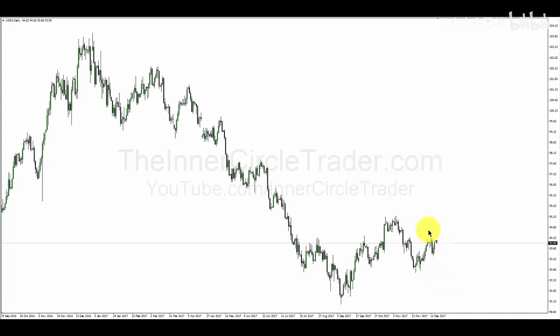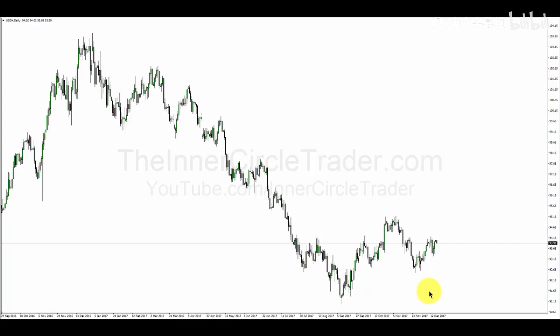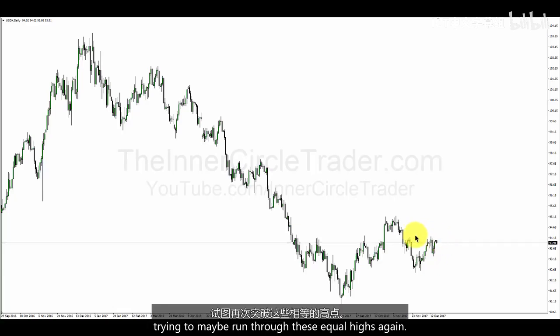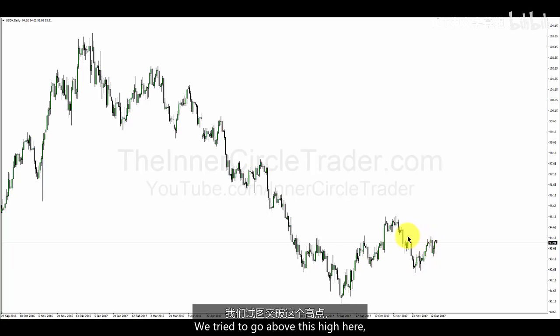But as it is here, I like to look at what was the most recent run on liquidity. Most recently, we've had it trade above this high, and we sold off a little bit. And then we came right back, roaring higher, trying to maybe run through these equal highs again. Notice also this low was traded through with this low. So we've already tried to go lower below this low, and it rejected it handsomely. We tried to go above this high here, tried to sell off, but quickly came back.